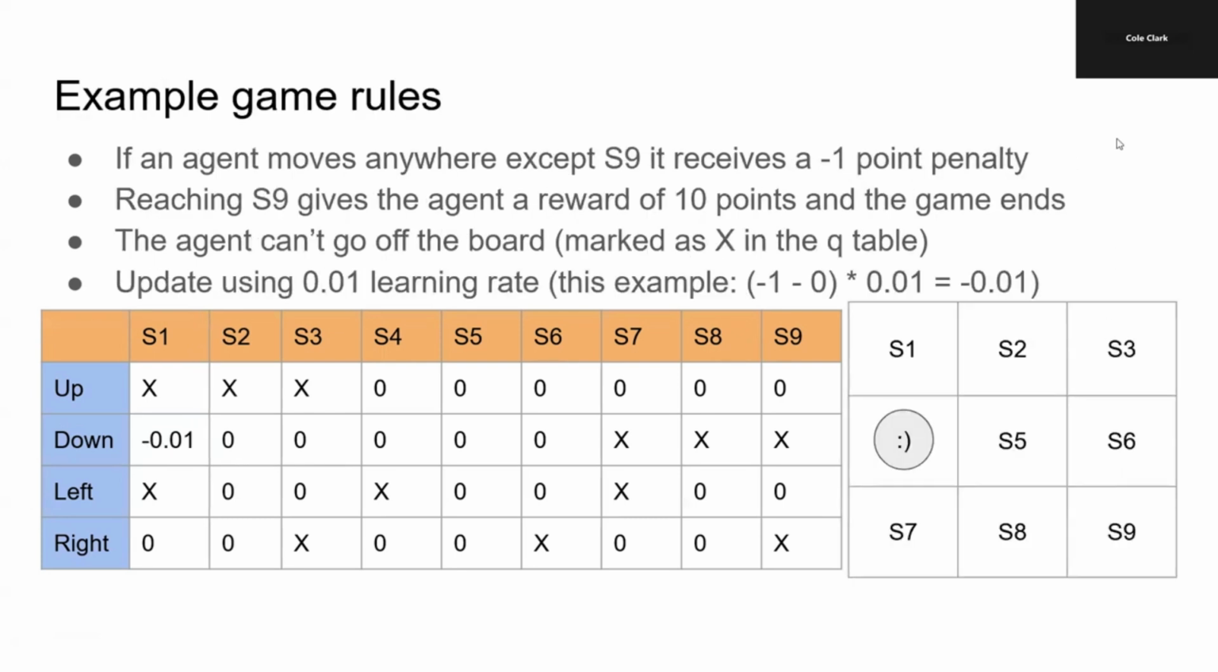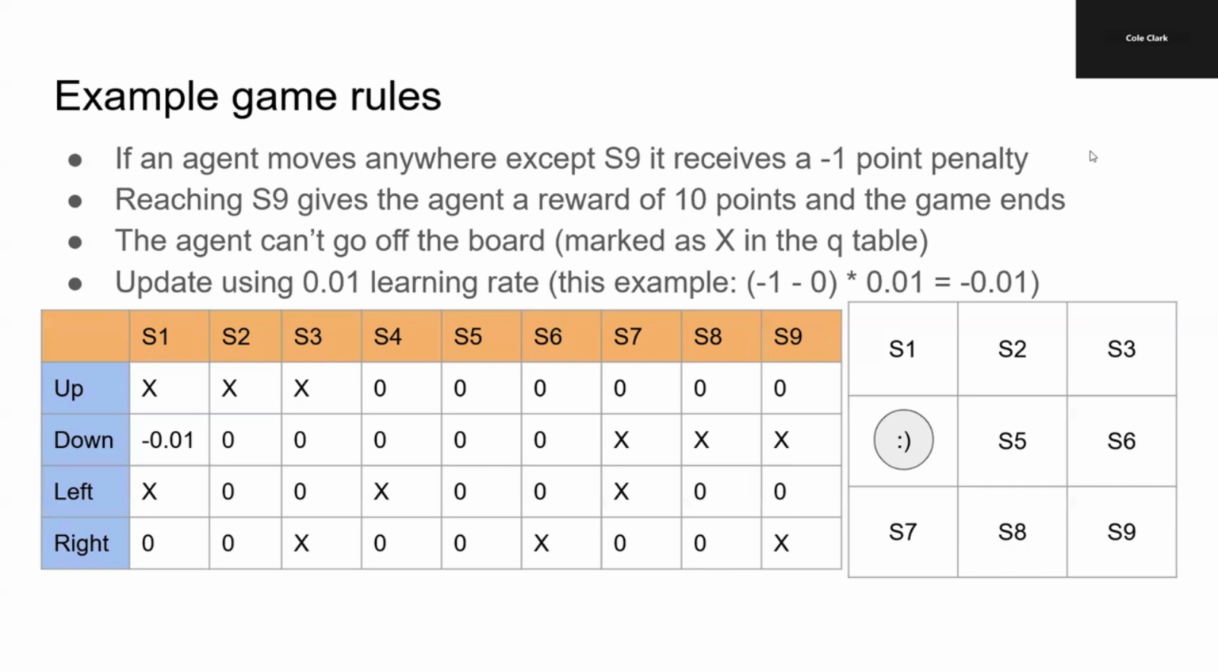If an agent moves anywhere except S9, it receives a -1 point penalty. Reaching S9 gives the agent a reward of 10 points, and the game ends. The agent can't go off the board, so moves that would put the agent off the board are marked as X's in the Q table.